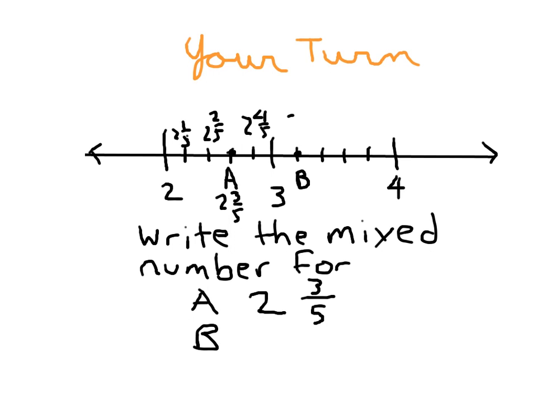That means 3, and then B is at 3 and 1/5. And then I can stop labeling there. I'll just talk them out though. 3 and 2/5, 3 and 3/5, 3 and 4/5, 4. So again, the mixed number for point B written right here is 3 and 1/5, where we have that whole, and then we have that fractional part.